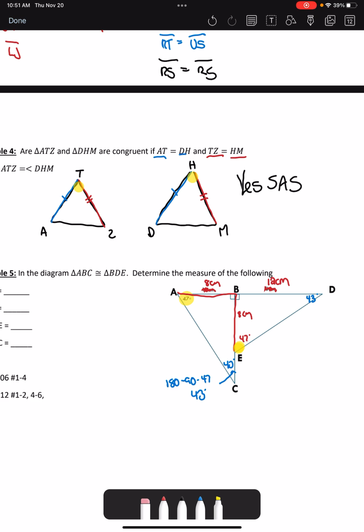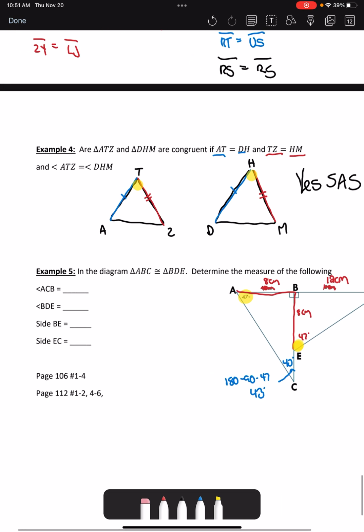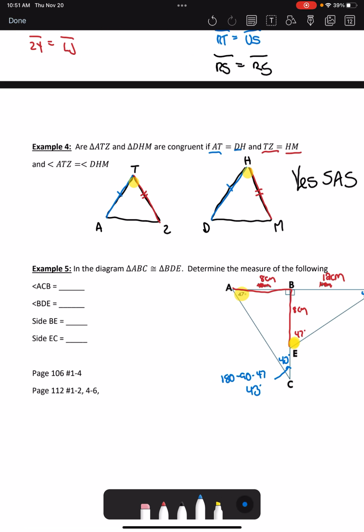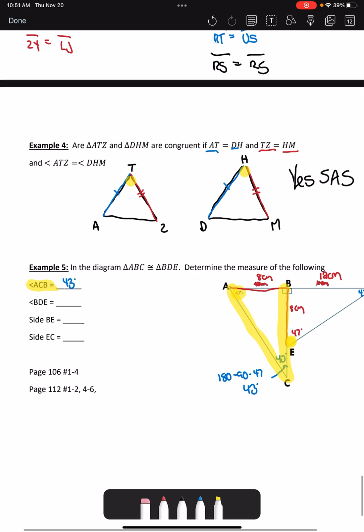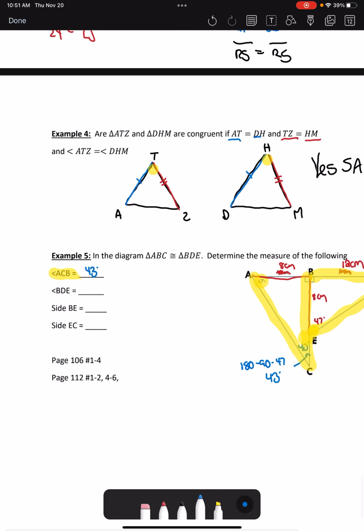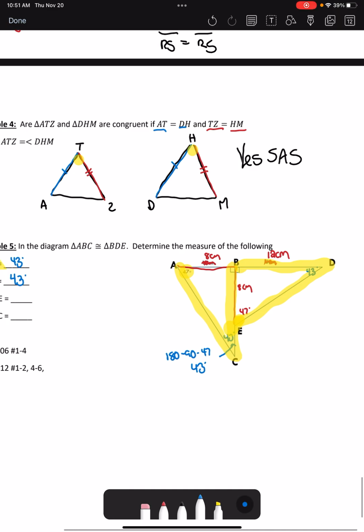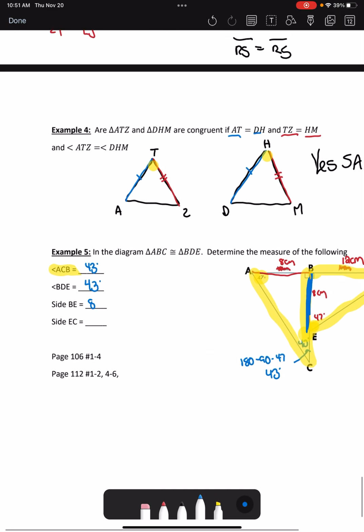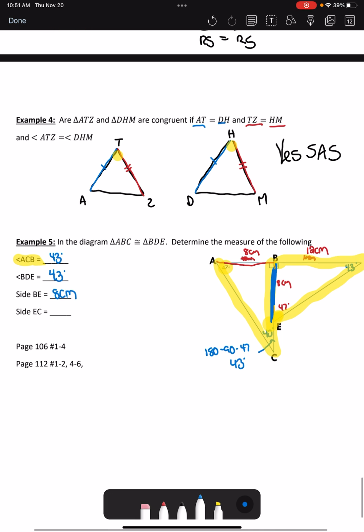Okay. And now, you know what? I'm just going to start answering this. So angle ACB would be the 43 degrees. Angle BDE. So the one in the middle, 43 degrees again. Side BE. So that would be this side right here. We already determined it is 8 centimeters. And then lastly, side EC.